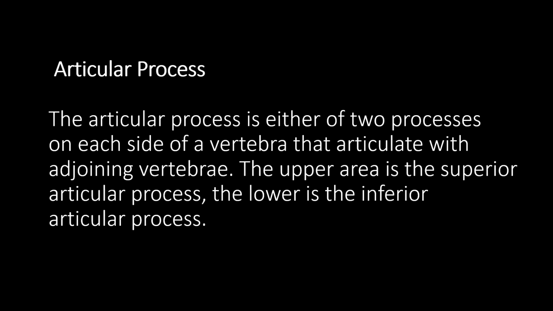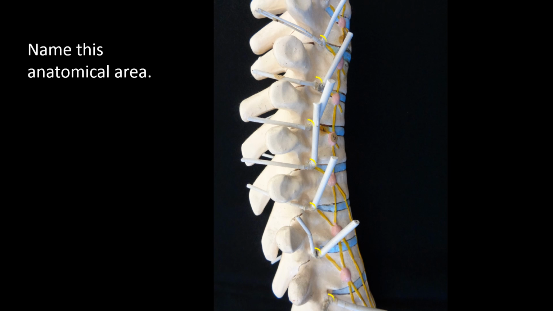Articular process. The articular process is either of two processes on each side of a vertebra that articulate with adjoining vertebrae. The upper area is the superior articular process, the lower is the inferior articular process. Name this anatomical area.